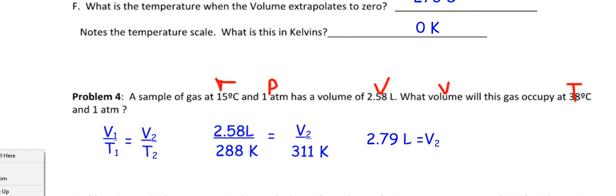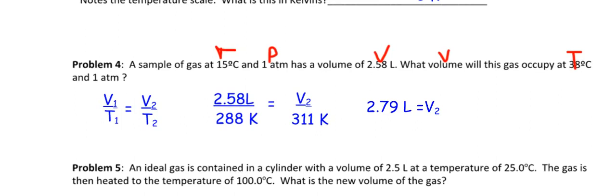So what about problem number 5? Let me scroll it up. It says an ideal gas is in a cylinder at 2.5 liters, the temperature at 25.0. The gas is then heated to a temperature of 100.0. What is the volume of the new gas? So why don't you go ahead and set this up all by yourself, and let's see how you do.